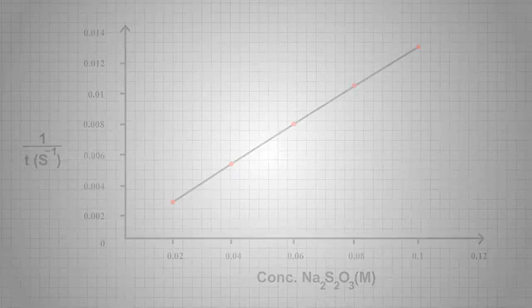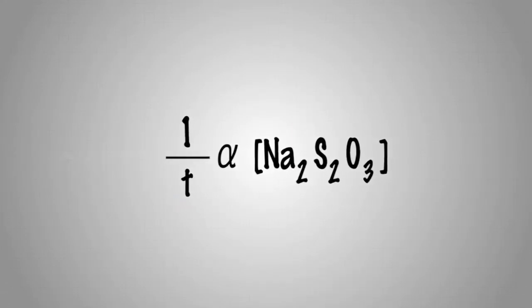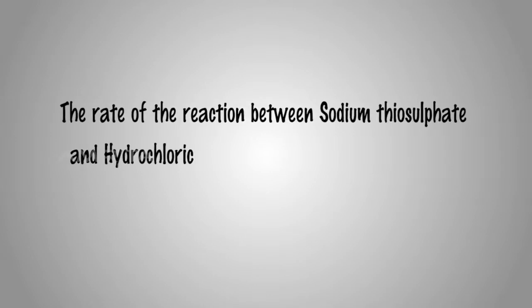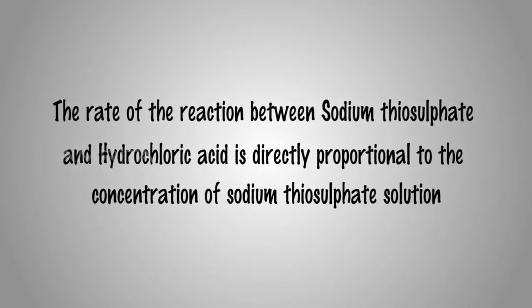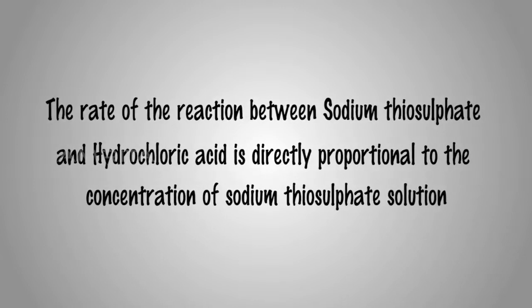From the graph it is clear that 1/T is directly proportional to the concentration of sodium thiosulfate solution. But 1/T is a direct measure of the rate of the reaction. Therefore, the rate of the reaction between sodium thiosulfate and hydrochloric acid is directly proportional to the concentration of sodium thiosulfate solution.